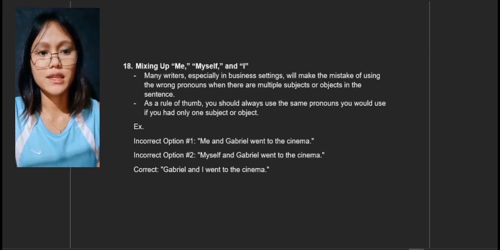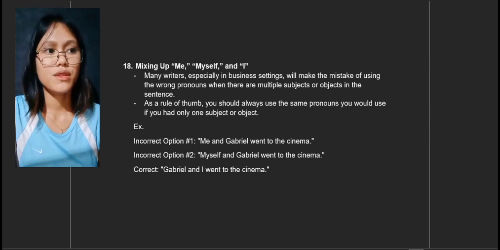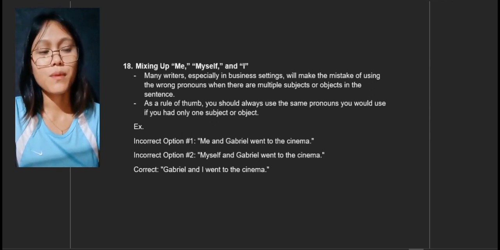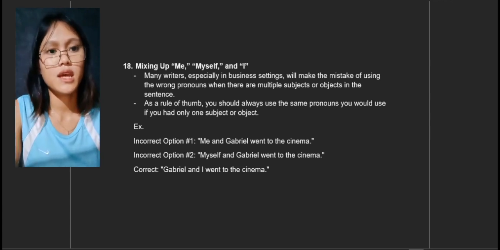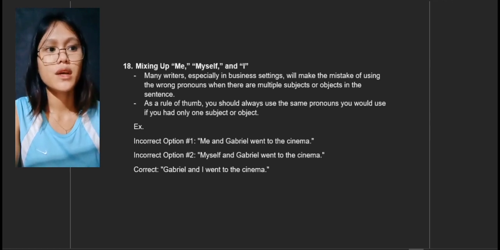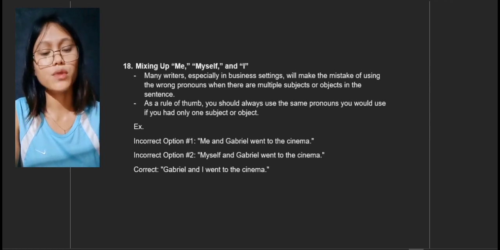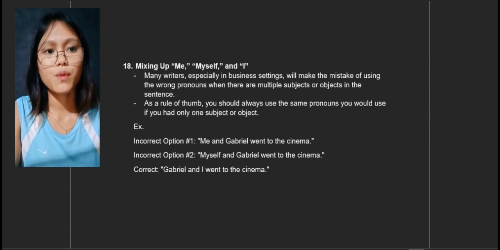Next is number 18, mixing up me, myself, and I. Many of us, especially in business settings, will make the mistake of using the wrong pronouns when there are multiple subjects or objects in the sentence. As a rule of thumb, you should always use the same pronouns you would use if you had only one subject or object.